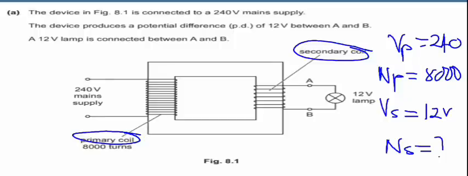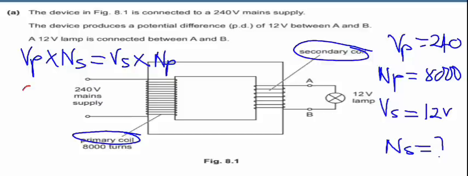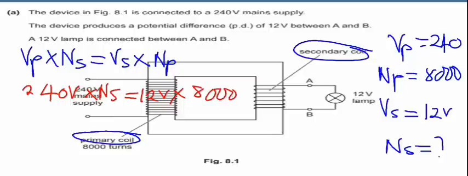So now, according to the data that we have collected here, I'm going to say the voltage on the primary coil, if I use this formula here, which is 240 volts, multiplied by the number of turns on the secondary coil, which we don't have, being equal to the voltage on the secondary coil, which is 12 volts, multiplied by the number of turns on the primary coil, which is 8,000 turns. Multiplying 12 volts by 8,000 turns, I'm going to get 96,000.